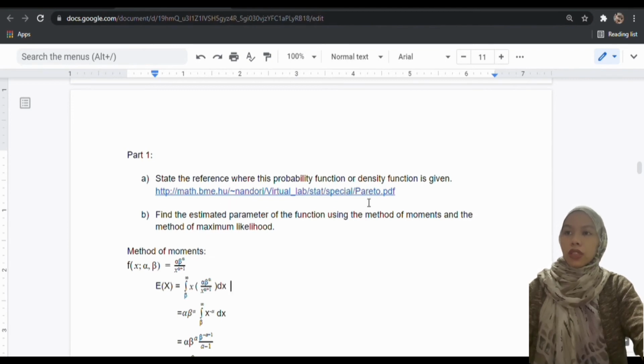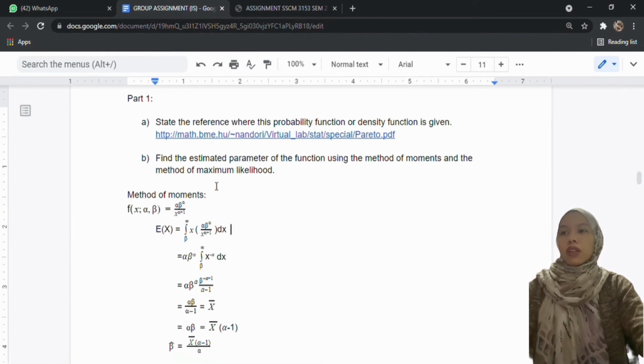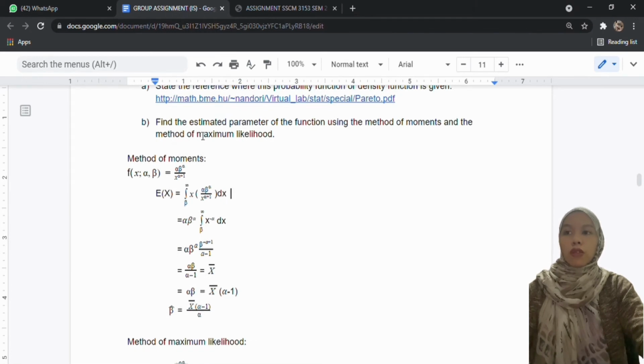For the first question, A: state the reference where this probability function or density function is given. Here is the link that we have based on our reference, and we chose the Pareto distribution function for our question. For B, find the estimated parameter of the function using the method of moments and the method of maximum likelihood. For the first one, the method of moments.